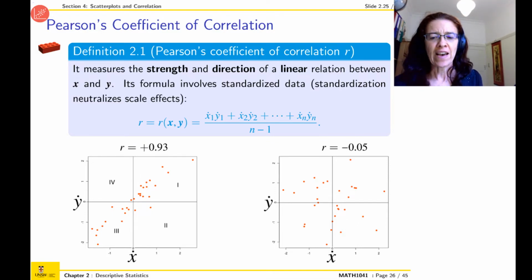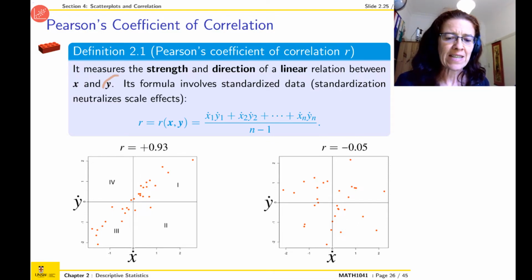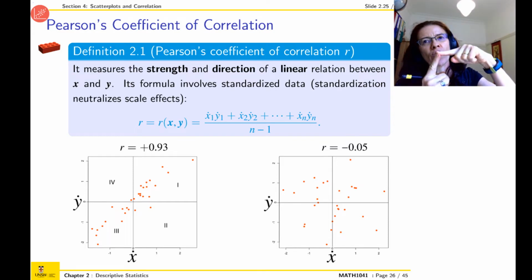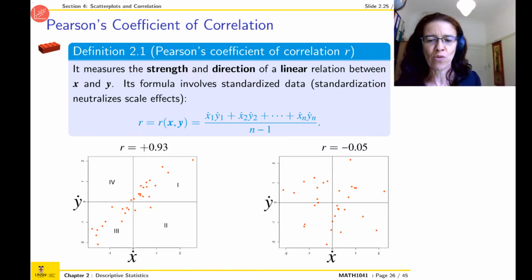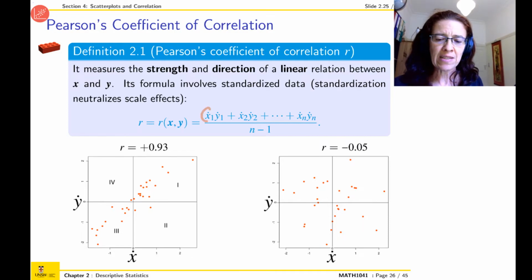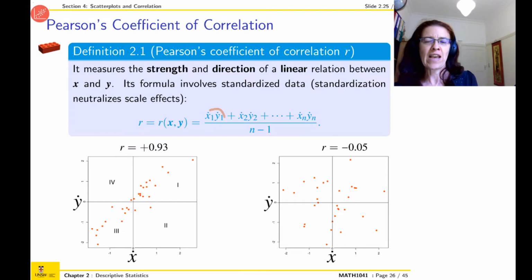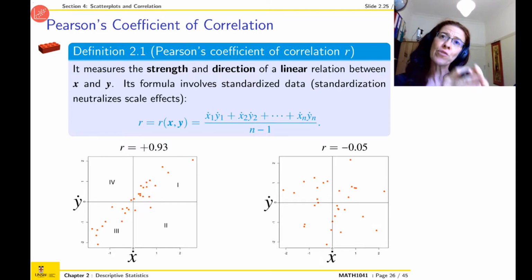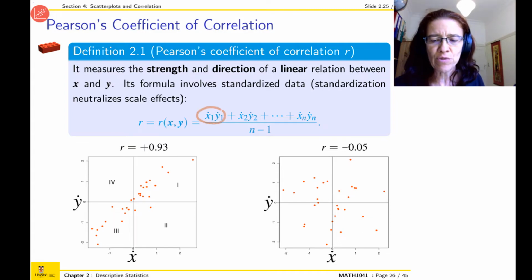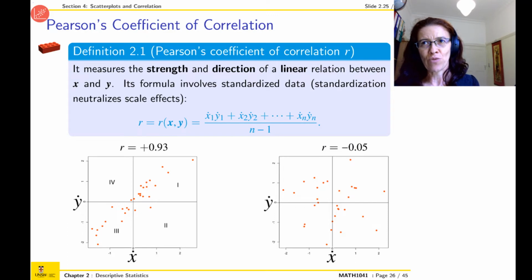So you have a set of values, x and y, and x1 corresponds to y1, the same case, and x2 and y2. So what you're going to do is take all these values and standardize them. Then you multiply the standardized value for x and the standardized value for y for the first case. Then you do it for the second case and so on. So you multiply those together and you add and you add. And you divide by n minus 1.